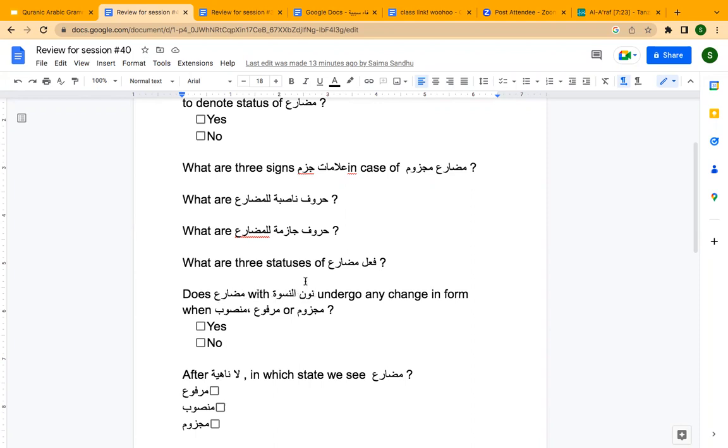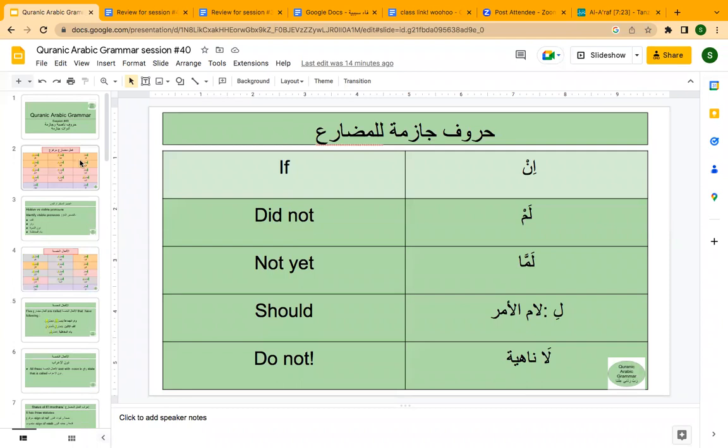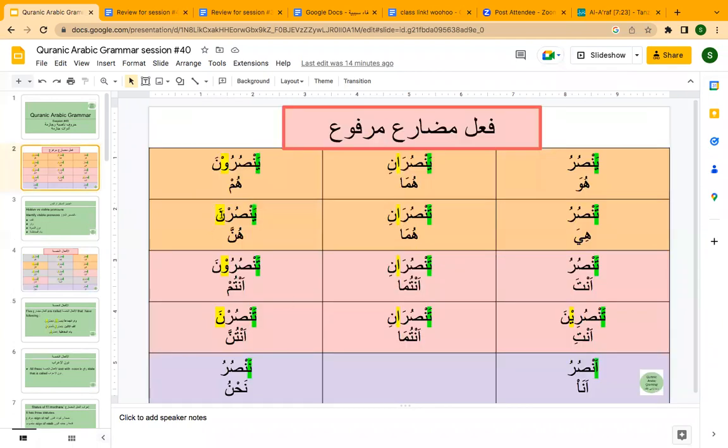Does mudare that ends with nunun niswa undergo any change in form when marfu, mansub, or majzoom? Those mudare that end with nunun niswa, can they undergo any change? Do they change at all? No, very well done. They are mabni because this noon is nunun niswa. It can never get dropped. So they look the same in their mansub, marfu, and majzoom form. It's the context, whatever is present before them, that helps us determine the state of mudari. Is this clear? Type 1 if it is.